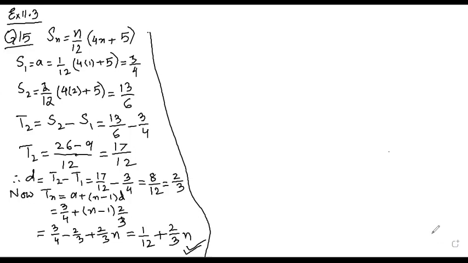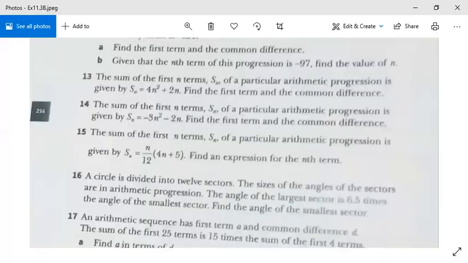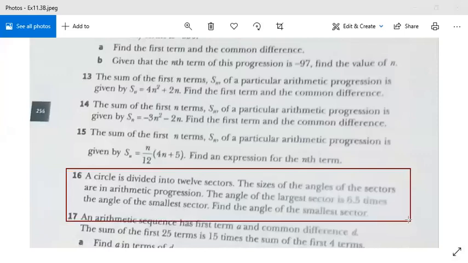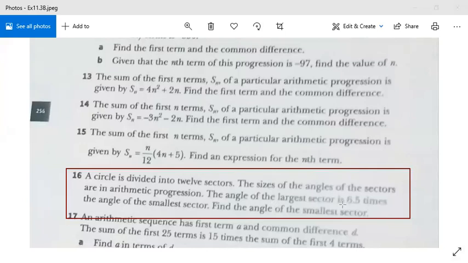Question number 16 is: a circle is divided into 12 sectors. The sizes of the angles of the sectors are in arithmetic progression. The angle of the largest sector is 6.5 times the angle of the smallest sector. Find the angle of the smallest sector. Okay, so circle is divided into 12.